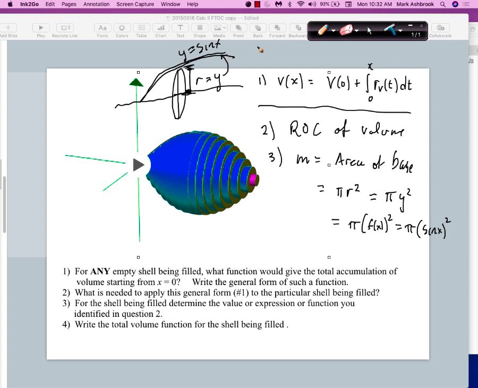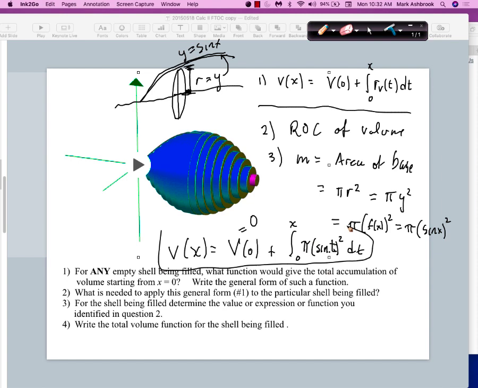All right, so total volume, here we go. V of x equals, for this one, V of 0. What is V of 0, by the way? How much total volume have we accumulated before 0? 0. So in this case, it's just 0. Integral from 0 to x of the rate of change of volume, which is our pi times sine of x squared. I don't want x there. I want t, dt. Got it. So that's our volume accumulation, the accumulation of the volume of those cylinders as it fills up the shell.